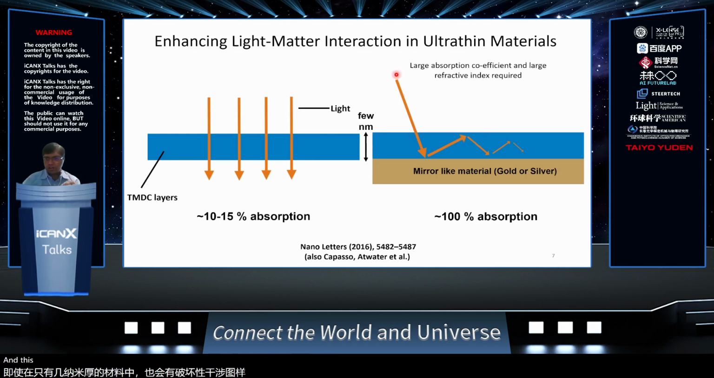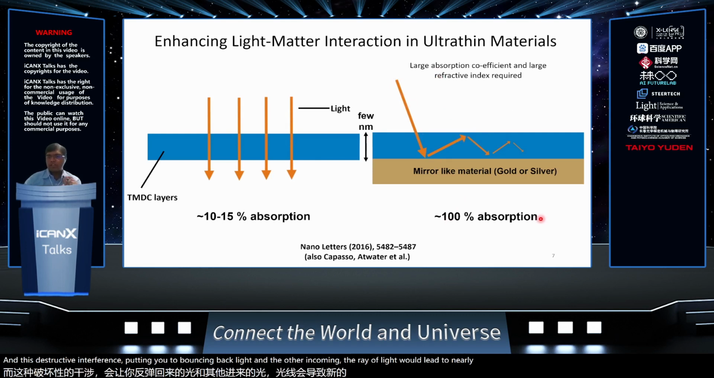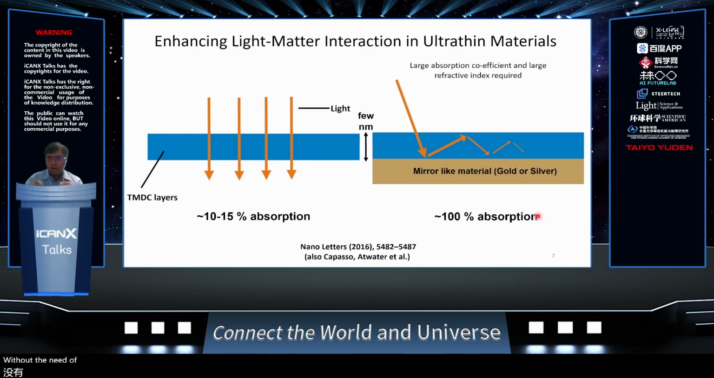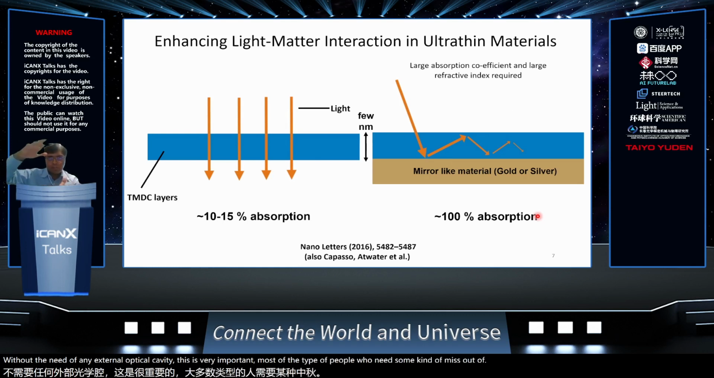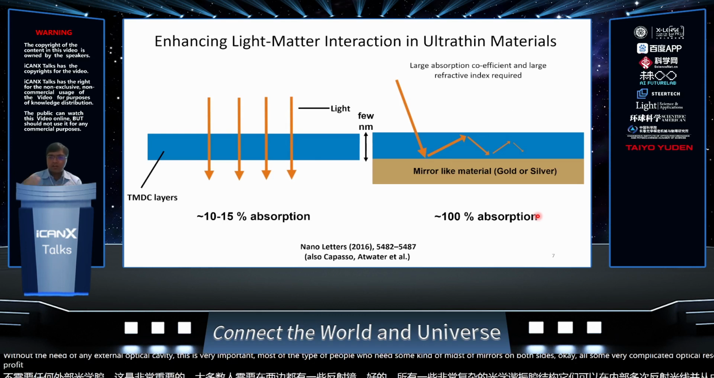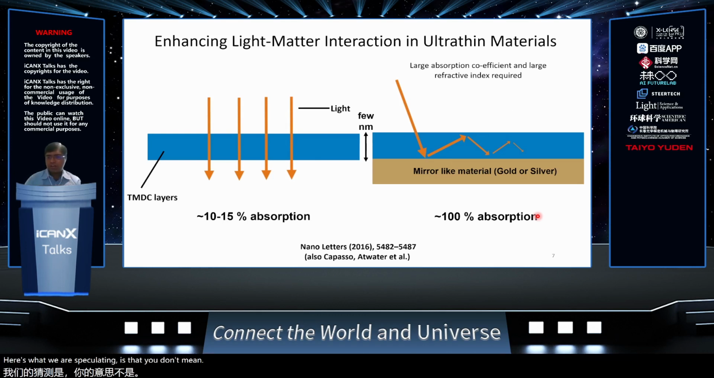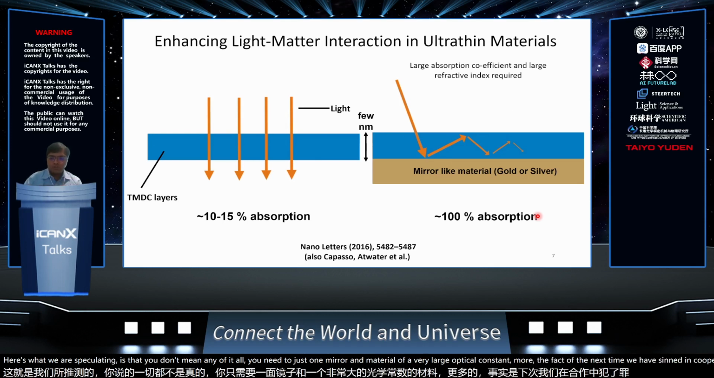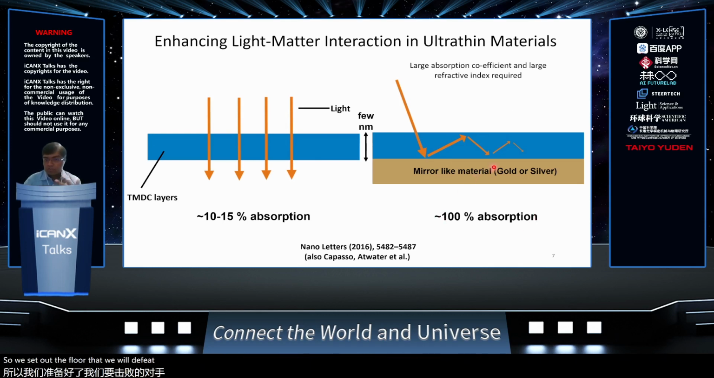And this destructive interference, occurring due to bouncing back light and the other incoming ray of light, would lead to nearly 100% absorption without the need of any external optical cavity. This is very important. Most of the time, people would need some kind of mirrors on both sides, or some very complicated optical resonator structure to bounce light many times inside and trap it. Here, what we are speculating is that you don't need any of it. All you need is just one mirror and a material with very large optical constants, both refractive index and extinction coefficient. So we set out to explore that. We figured out this is indeed true. It happens. We published a number of papers on it too.